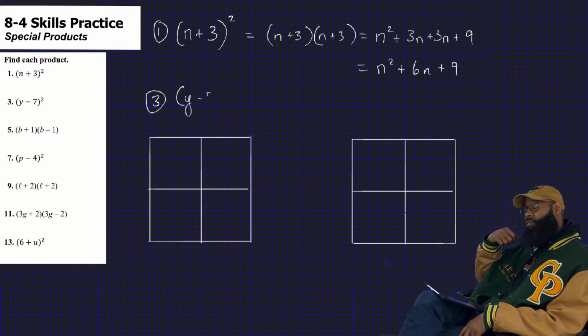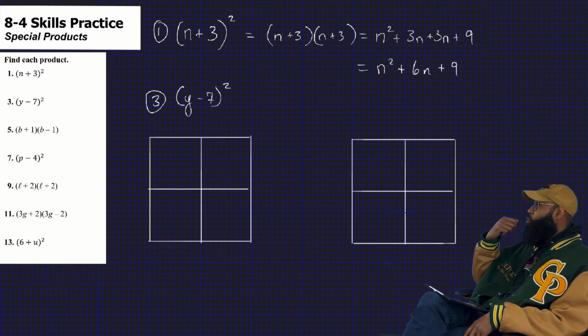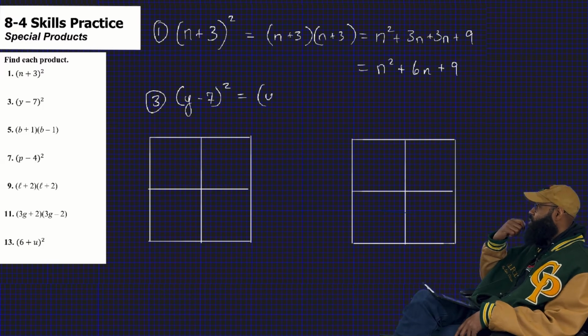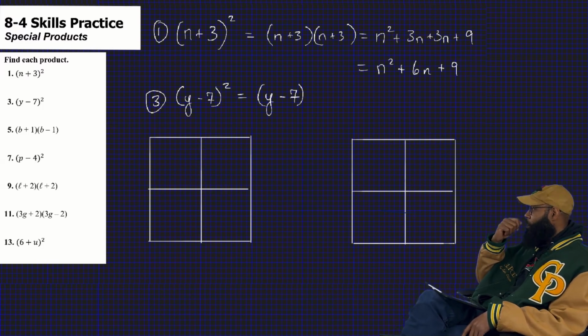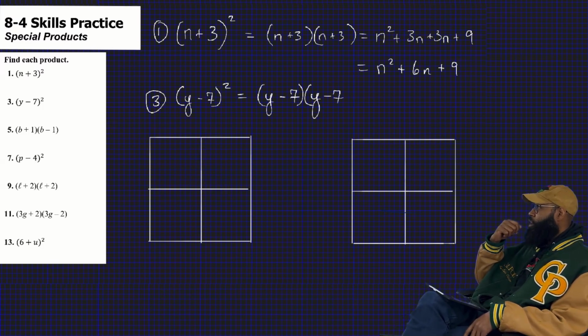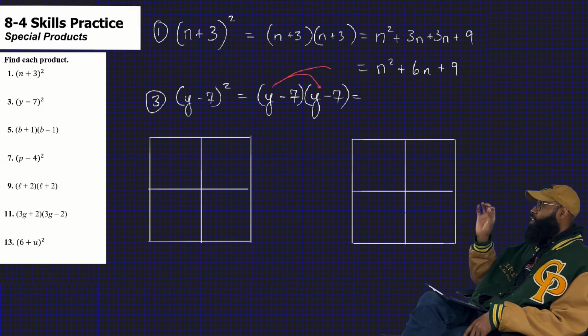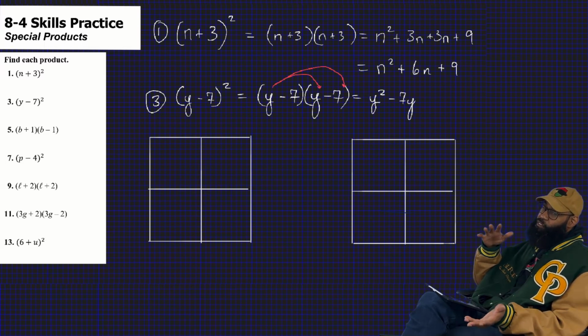If we got a negative constant, so y minus 7 times y minus 7. And again, y times y, I'm going to show it here, gives me y to the second power. First term. Y times negative 7, negative 7y. So that's that first, outside, inside, and last. FOIL.